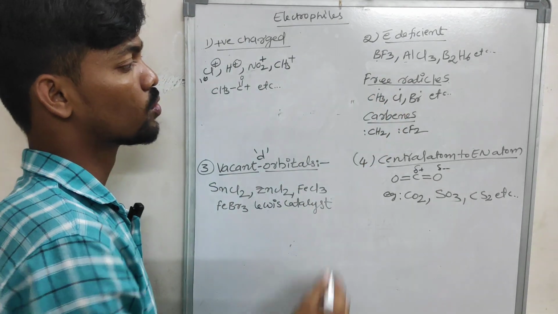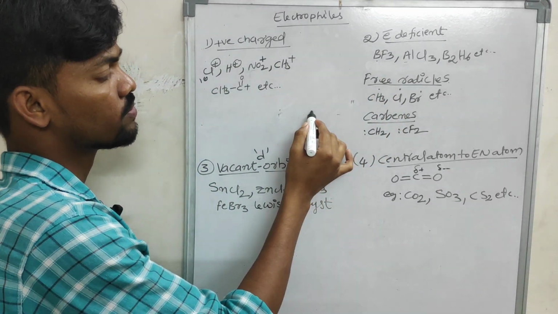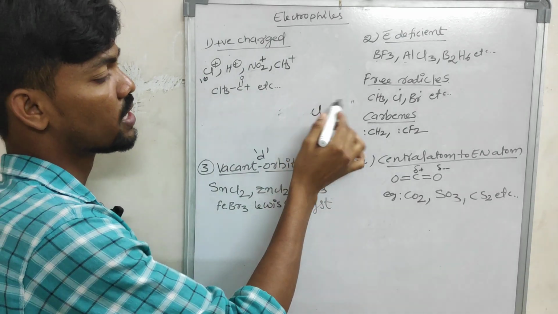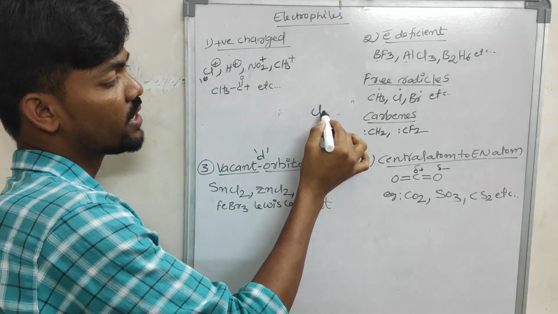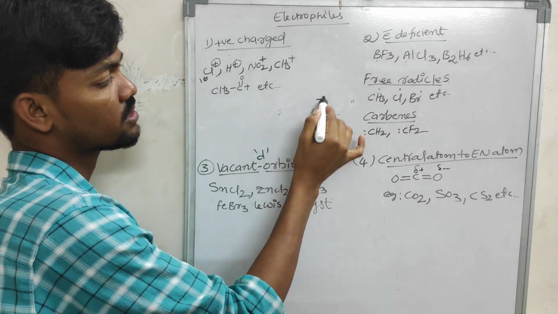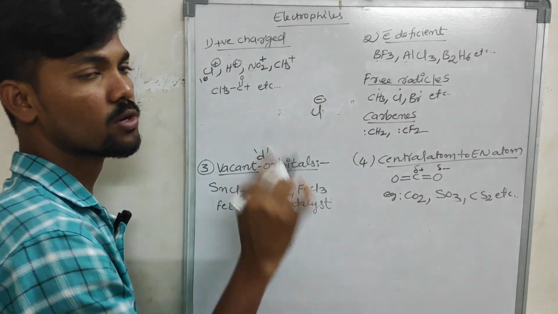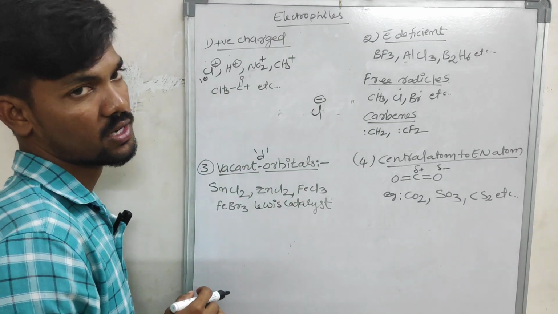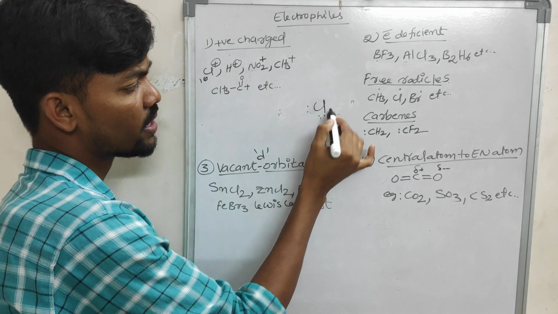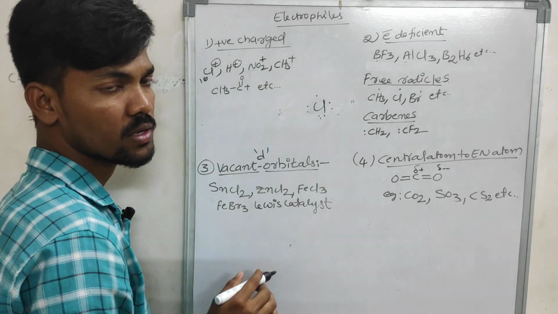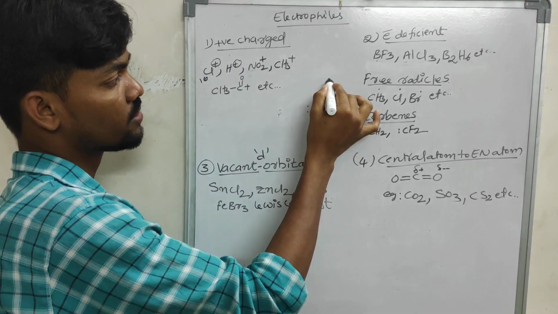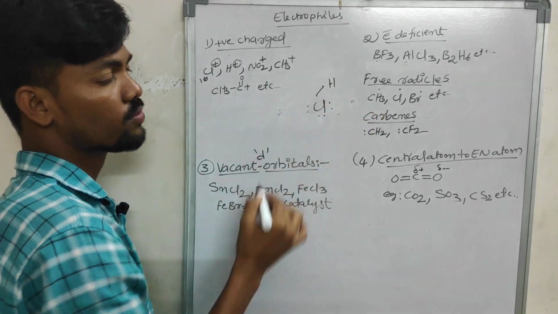Coming to the chlorine. Chlorine means what? Actually chlorine is this one. So how many electrons will be there in the outermost shell? If a bond is formed, or if a negative charge is there, then only it will have the correct configuration, 8 electrons. Actually around the chlorine, 7 electrons will be there. If it gets 1 electron from this one, it will form a bond.